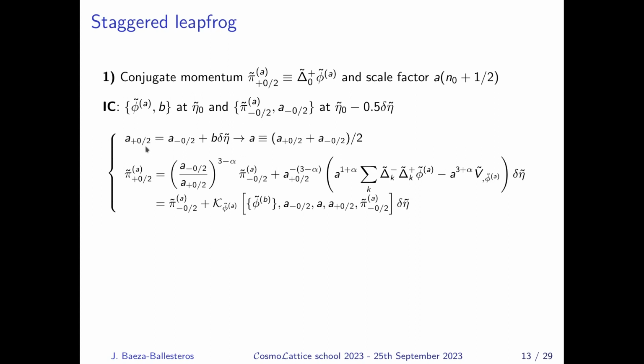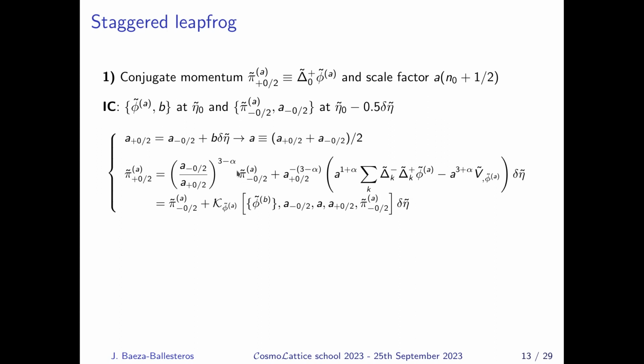So you have to solve these equations. The first one is just the equation of motion for the scale factor, which is pretty easy, and it allows you to define an average value for the scale factor at an integer time. And the second equation you have to solve is this equation for the conjugate momentum that has two terms. A first term that depends on the value of the conjugate momentum in the previous step, and then this second term that depends on the actual dynamics, on the actual gradient Laplacian here, and the potential of the scalar fields.